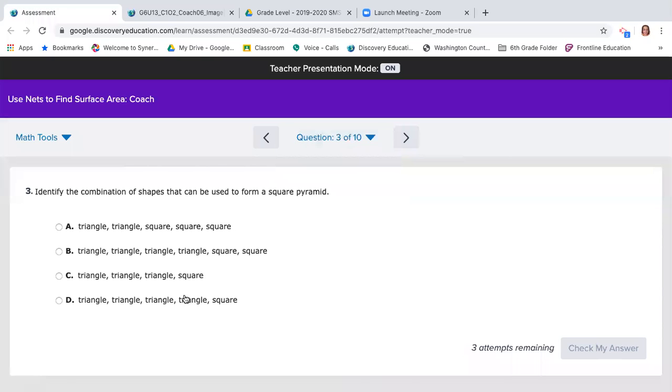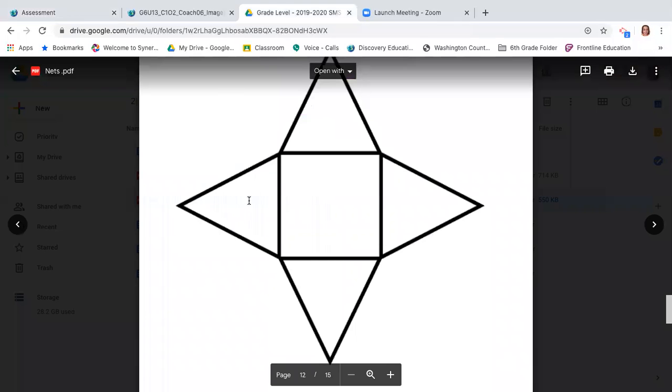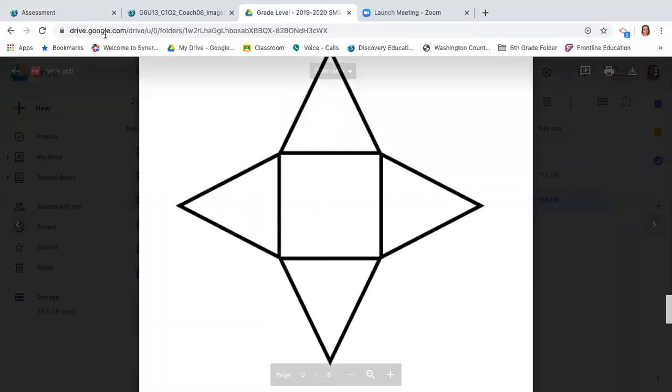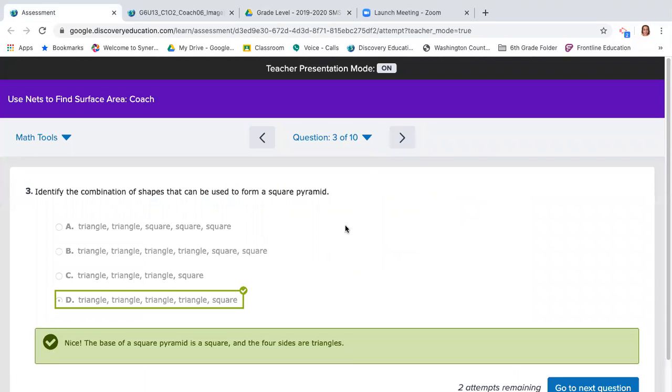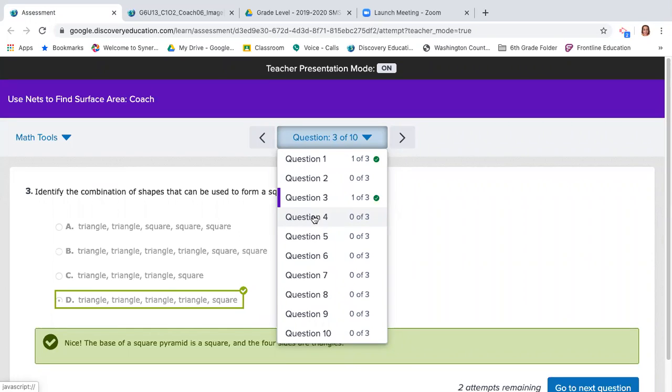So we go back to the options and compare them. So I'm going to go ahead and look at this again. Triangle, triangle, triangle, triangle. So that means we have to have 4 triangles and 1 square. And I check my answer and I see that I am correct. All right, that's question 3.